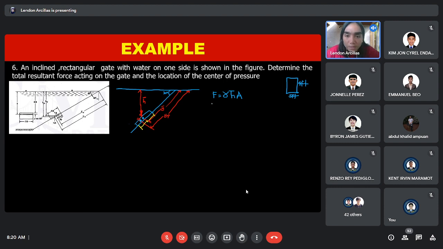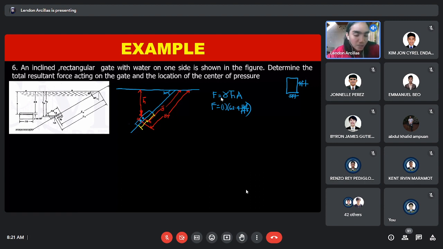Okay, force, the hydrostatic force is specific weight ng substance, that is, this is in feet ha, 8 feet. Specific weight, that is 1 times, yan, specific weight ng water in terms of English yun. And next, H bar. So, paano natin malalaman yung H bar?